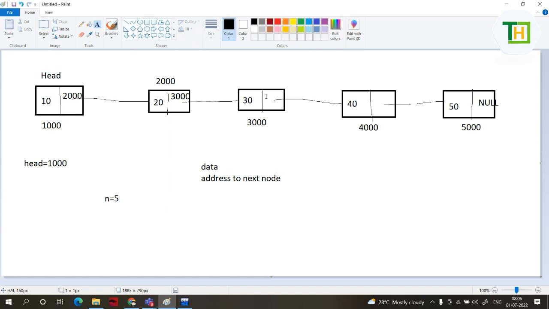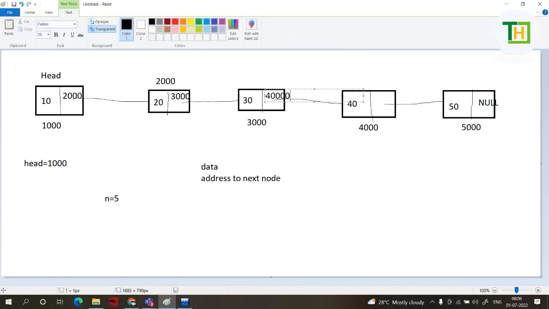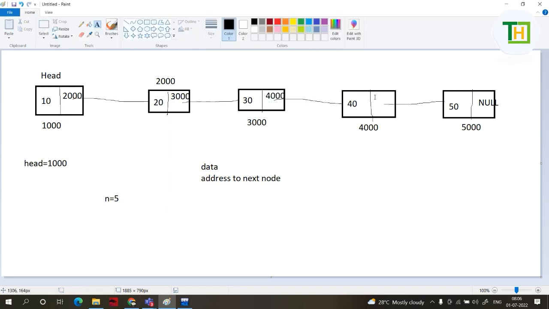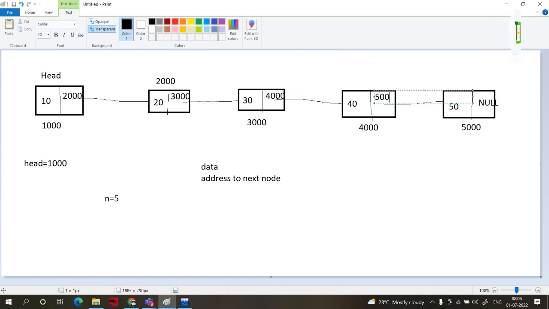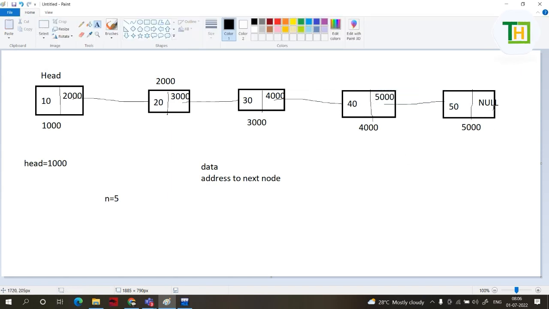Here it is going to be placed 4000, the next node's address I place here, and 5000 is going to be placed here. And here it is going to be null. Null indicates that it is the last node here.